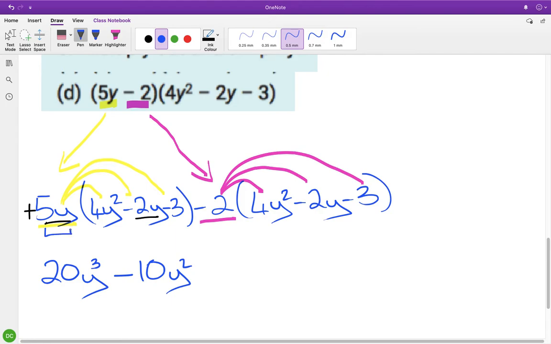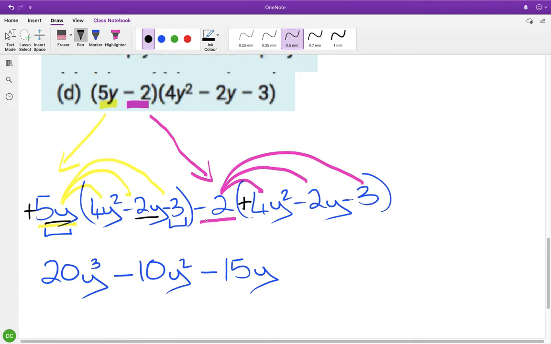Okay, and then the last multiplication is the plus 5y with the minus 3. So different signs, plus and minus, makes minus. 5 by 3 is 15, and then only this has a y, so just a y there. Alright, that's the yellow bracket done and dusted, so we'll move on to the pink one.